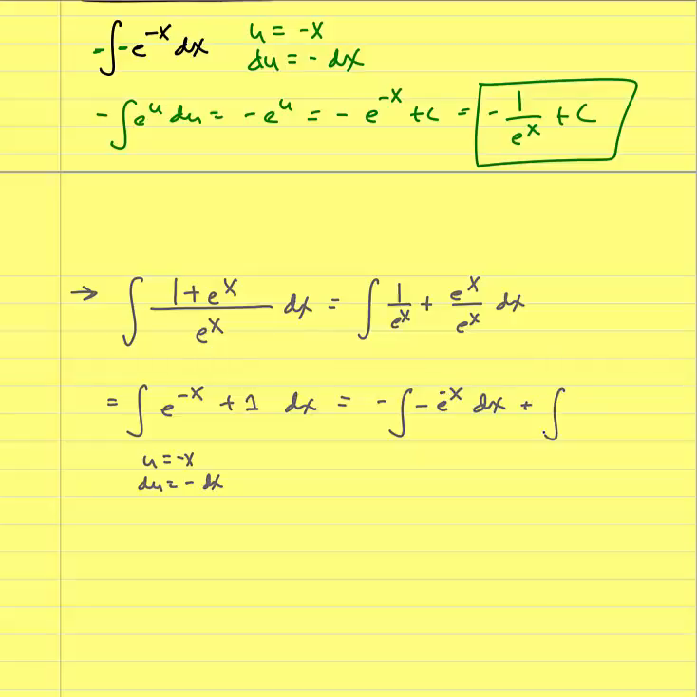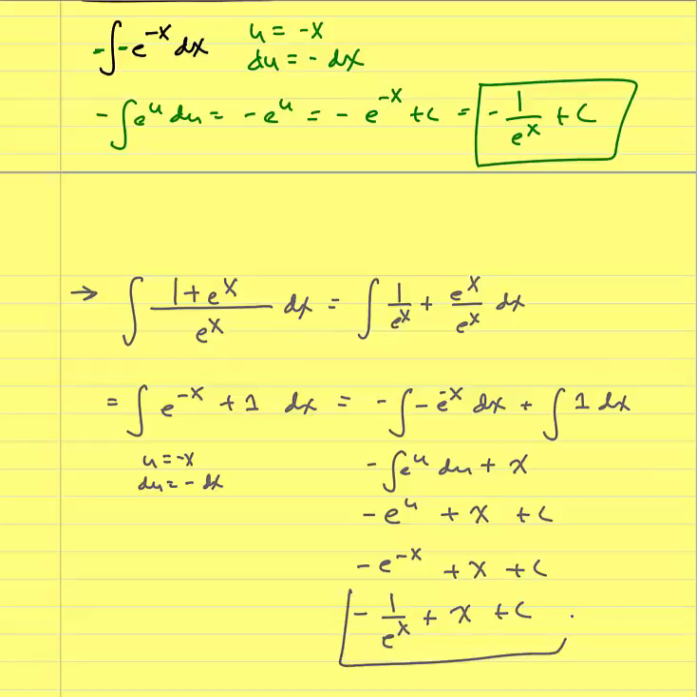And then I'm going to split up my second integral as 1 dx. So this would rewrite as negative integral e to the u du plus the integral of 1 dx is x. I'm going to worry about my plus c in a minute here. The integral of e to the u is e to the u. I have to convert back to x. U was negative x. And if I don't leave negative exponents, this would be negative 1 over e to the x plus c. So there would be my simplification of that integral.